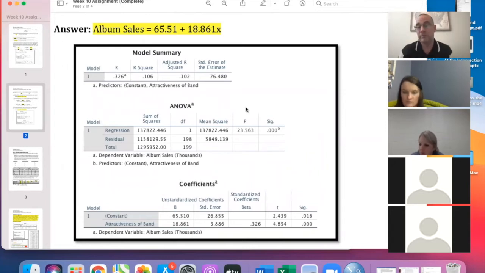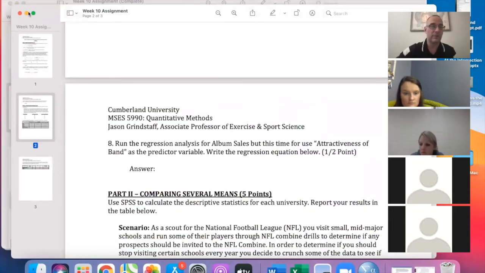And we could then rerun this analysis, though I don't think you're asked to on this assignment, because we were just talking about having multiple predictor variables. I could ask you to rerun that analysis and use both independent variables together.